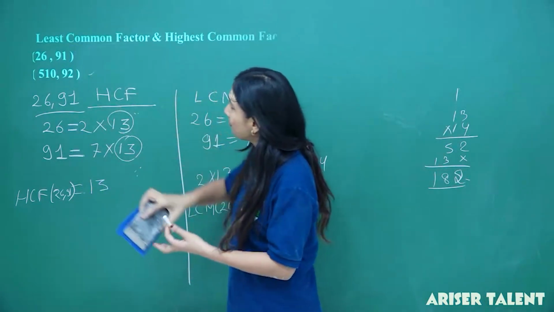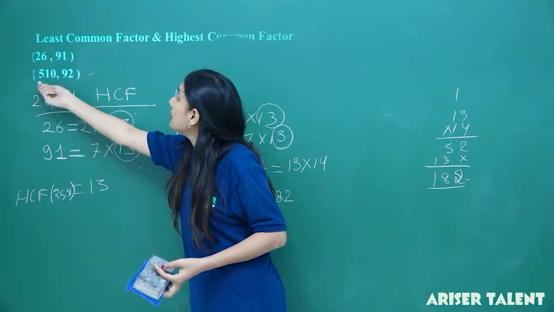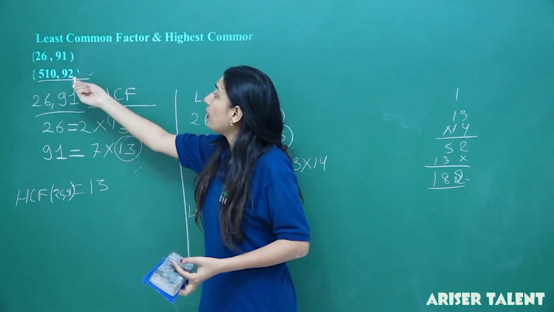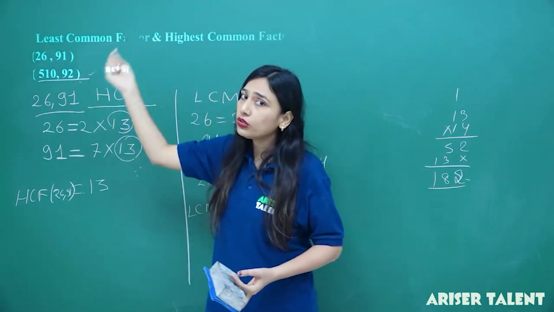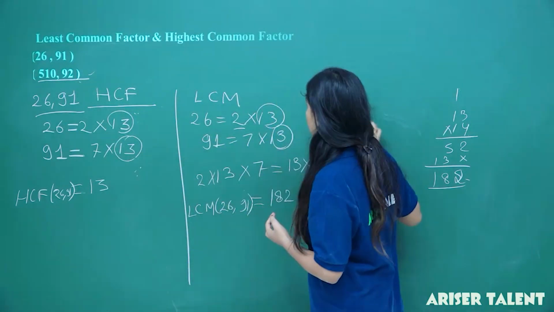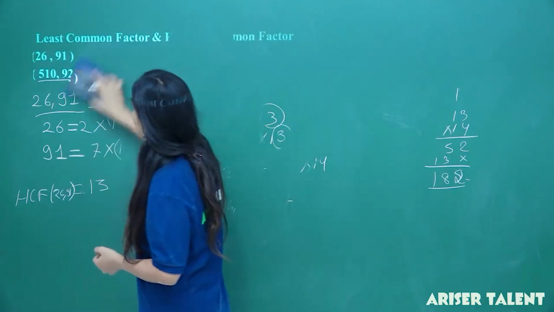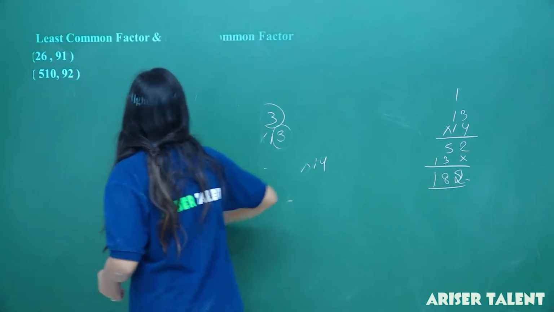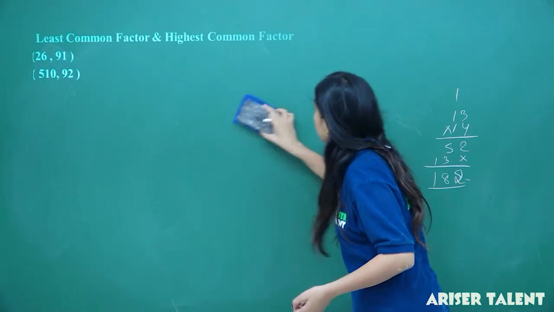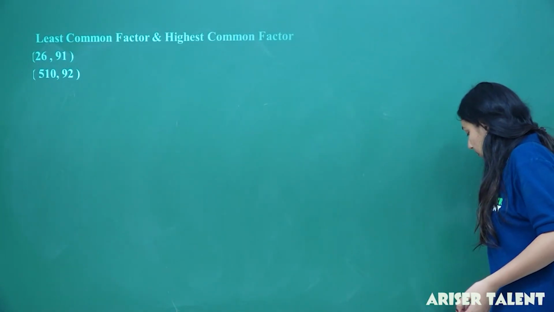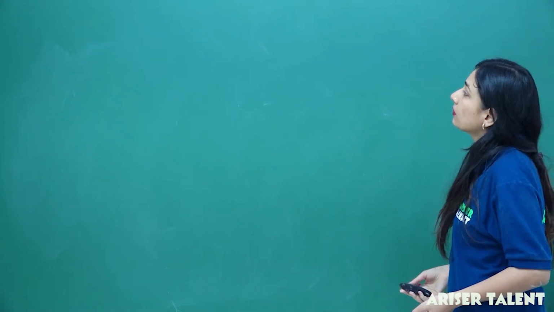Now, what is for you? You will find the LCM of 510 and 92 and also its HCF. Okay. This is for today. In the next class, we will discuss some more questions on this theorem. Thank you.